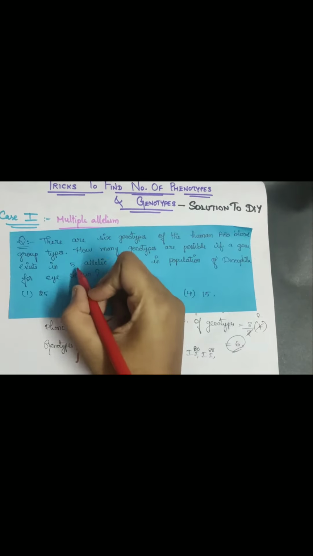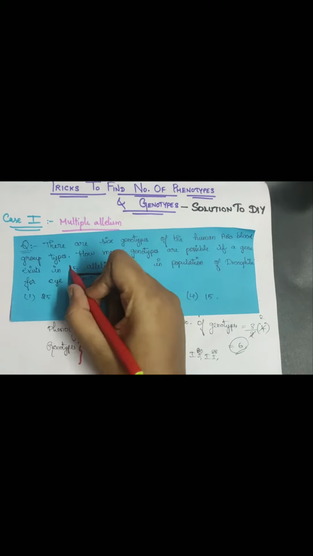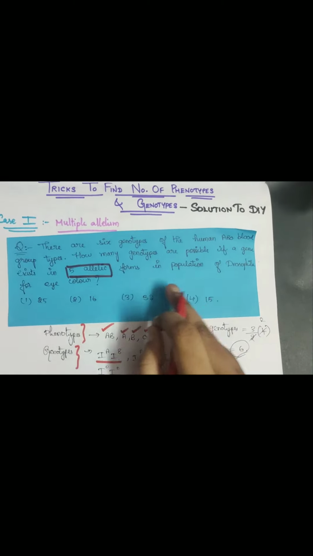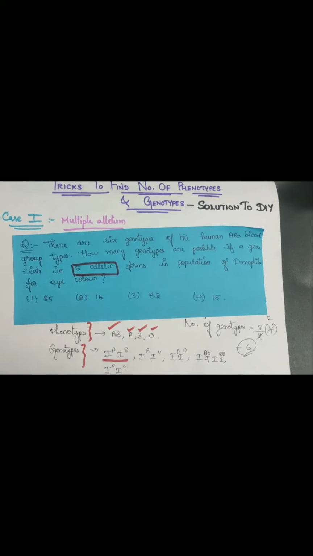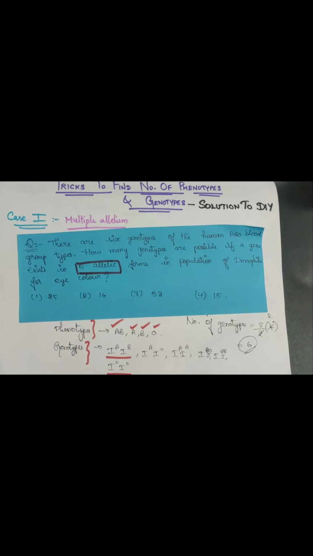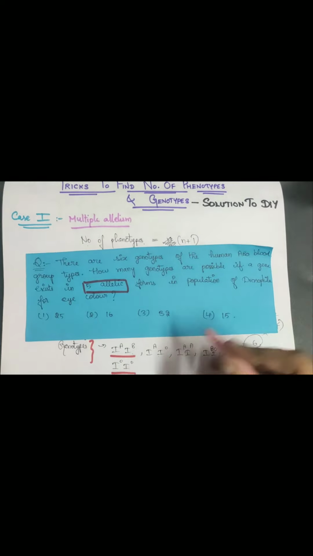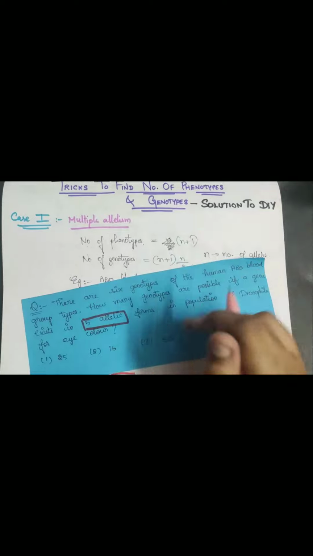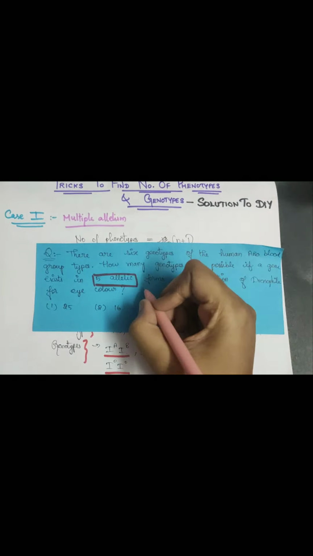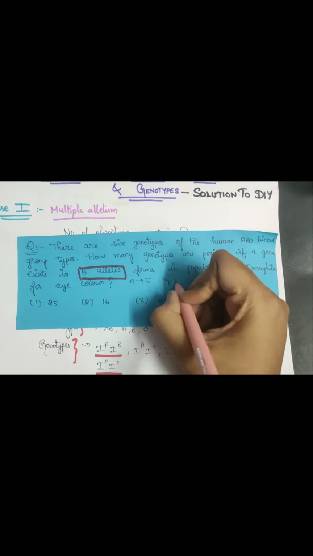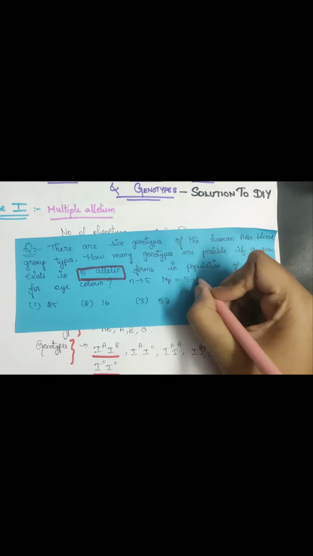Whenever they give you a question like this, you need to note the given. What is the given? The number of allelic forms in a population of Drosophila for eye color is given as 5. So as per our trick, what is the formula for phenotypes and genotypes? They have asked to find the genotypes possible, but here I will also say the phenotypes. Phenotypes possible will be n plus 1. What is n? n is the number of alleles, so n will be 5. So the number of phenotypes will be 5 plus 1, which is 6.